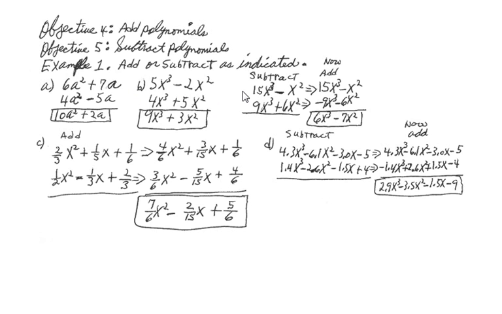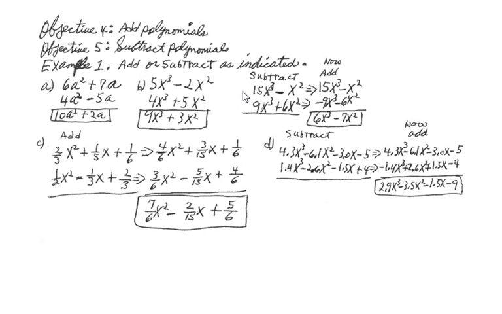The next example requires that we subtract. The instruction is that we subtract. Of course, when we subtract polynomials, we can convert to addition. But to do so, we will change the sign of the second polynomial, which is the bottom polynomial. So I'm going to rewrite both of these polynomials, making the appropriate change on the second polynomial.